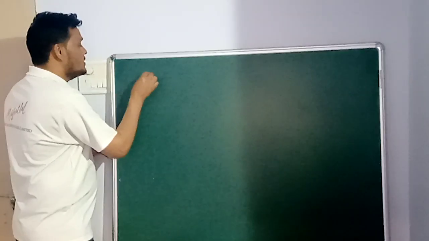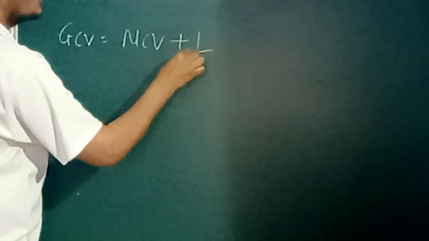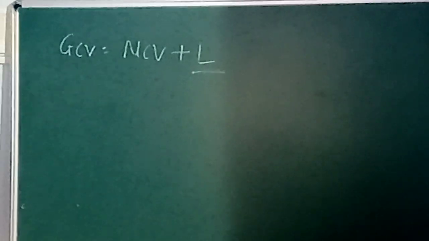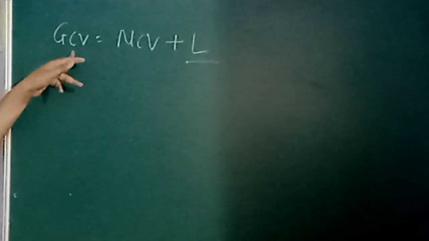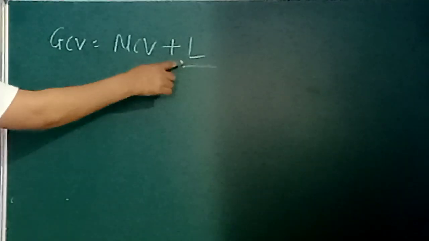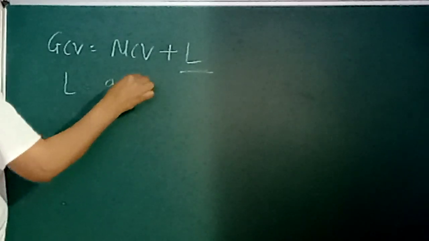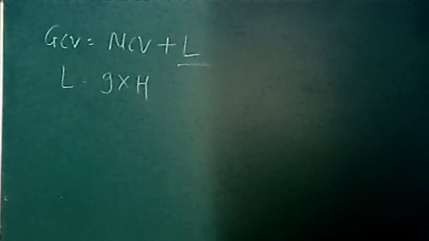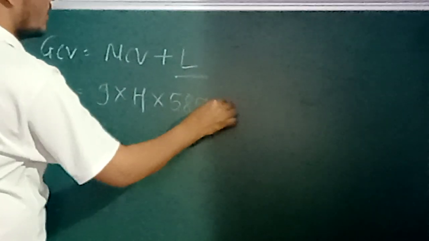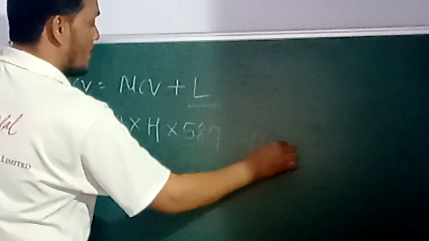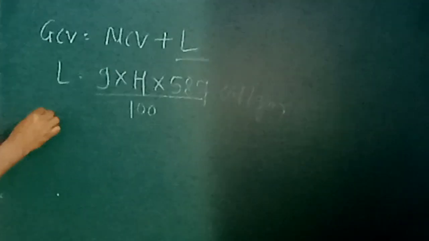You know that GCV is equal to NCV plus L. So what is L? L stands for latent heat of water vapors formed. NCV is net calorific value and GCV is gross calorific value. This latent heat of water vapors formed is equal to 9 into H into 587 divided by 100, where H is the percentage of hydrogen and 587 is in calories per gram.